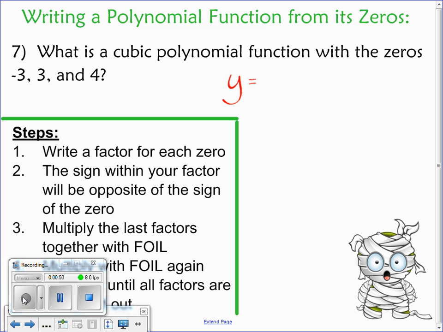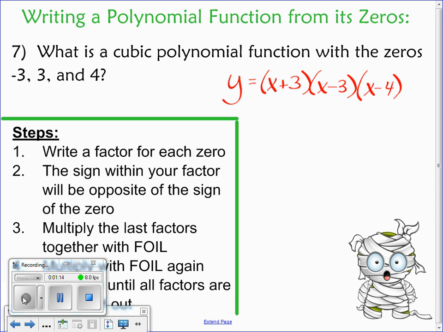X plus 3. Right, if you had x plus 3, you'd be like, oh, the answer is -3. So it's always the opposite. Where does a positive 3 come from? X minus 3. And 4. There we go. Questions on how we just set that up? We just kind of took the opposite and plugged them back in.